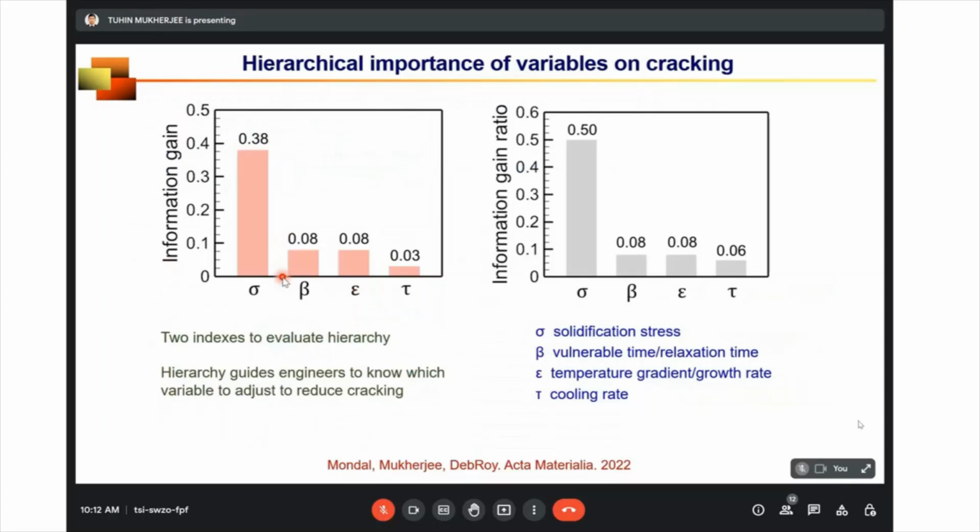Not only that, it gives us other benefits. It gives us which variable is important and which is not important. To calculate the hierarchy, generally people use several indices like information gain and information gain ratio, and we have described this in detail in our recently published Acta Materialia paper. So what we have found is that solidification stress is the most important variable controlling solidification cracking. So this is the variable we want to control at the first step to reduce solidification cracking.